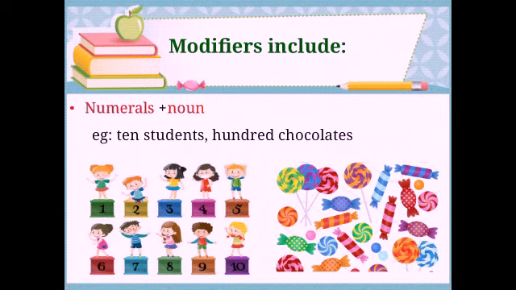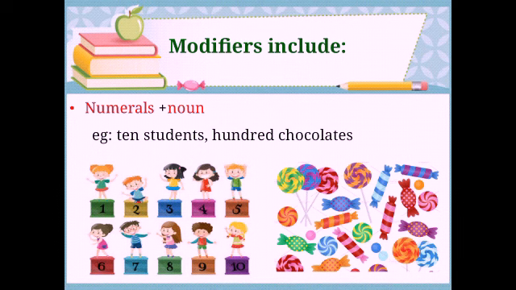Again, another new modifier is numerals plus a noun. Numerals, it is nothing but numbers. So number plus a noun. 10 students. So what is the noun there? Students. And the numeral is 10. So the noun is being described as 10.